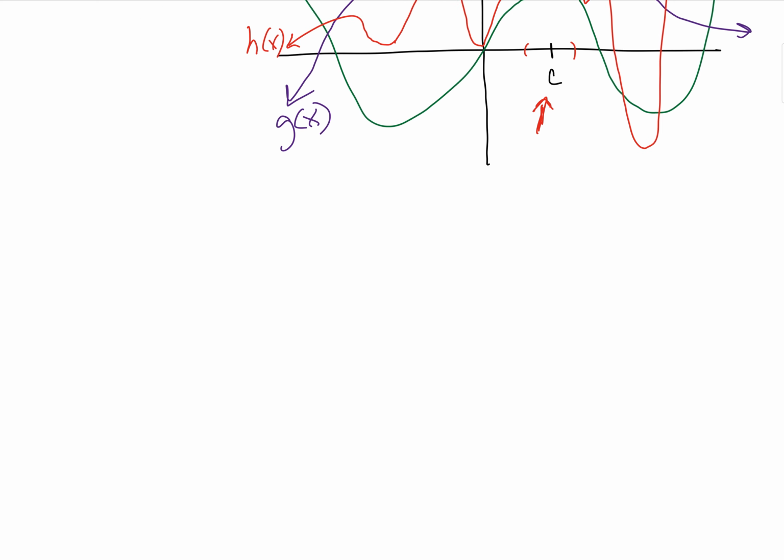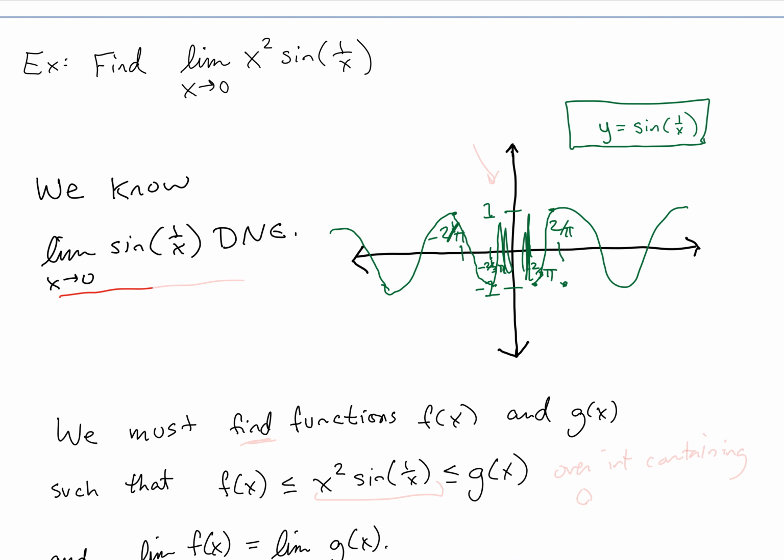Let's look at the example limit as x goes to 0 of x squared times sine of 1 over x. So we've seen the function y equals sine of 1 over x before. Back when we talked about situations where limits did not exist, we had this example and we saw that the limit as x goes to 0 of sine of 1 over x does not exist because right around 0, this function starts to oscillate wildly between -1 and +1. But we still will be able to argue using the squeeze theorem that the limit as x approaches 0 of x squared times sine of 1 over x does exist.